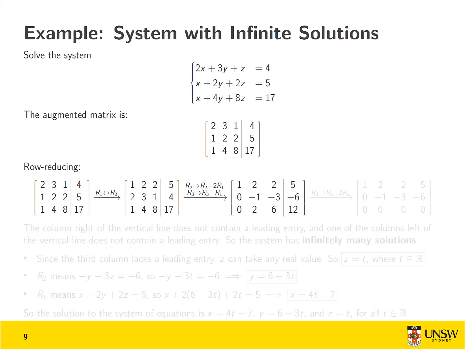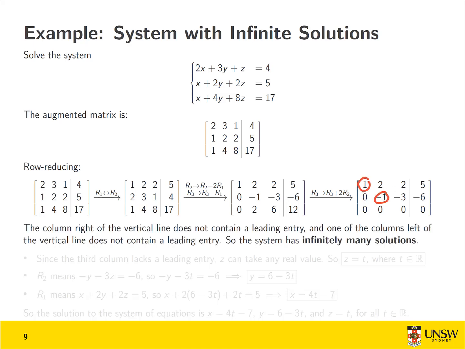In this case, we'll subtract 2 lots of row 1 from row 2 and 1 lot of row 1 from row 3. At this point, we can see that adding 2 lots of row 2 to row 3 will ensure that row 3's leading term is not in the second column. So applying this row operation produces this matrix in row echelon form. The leading entries in this matrix are here and here.